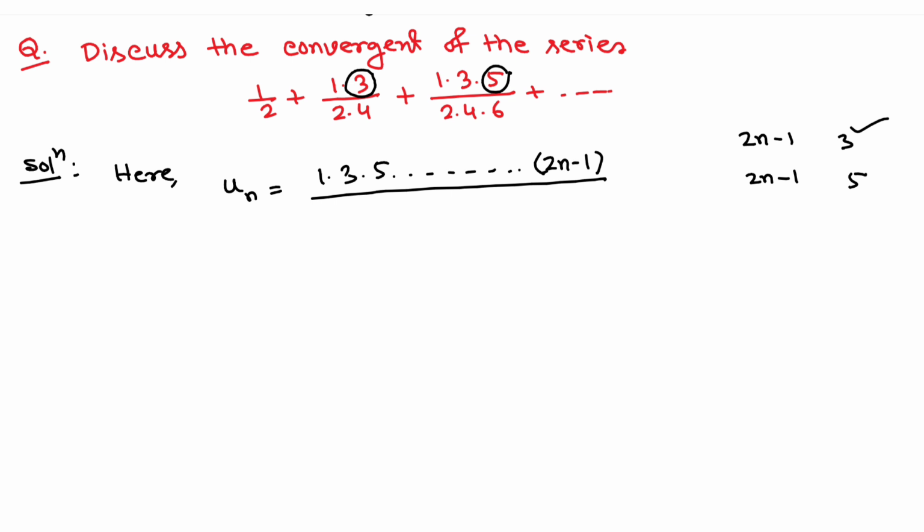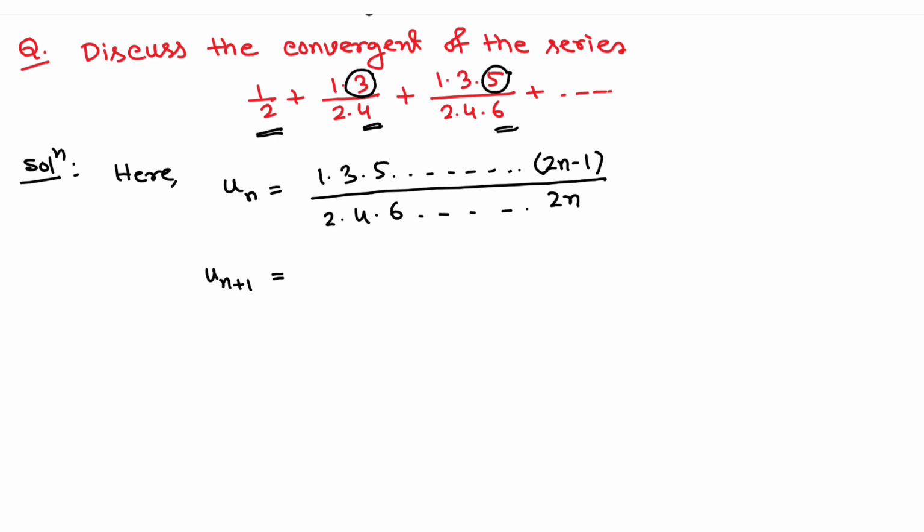Now let's write the denominator. 2 into 4 into 6, all the even numbers. So the 2 into 4 into 6 up to the last digit will be 2n. You can verify; we just have to focus on the last digit. When n equals 1, last digit 2; n equals 2, last digit 4; n equals 3, last digit 6. Clear? So this is our un. Now calculate un plus 1.